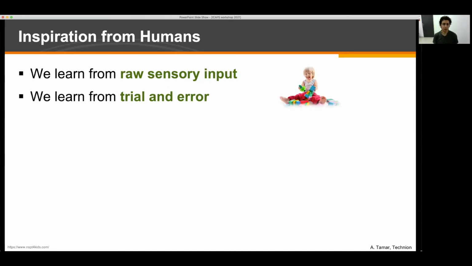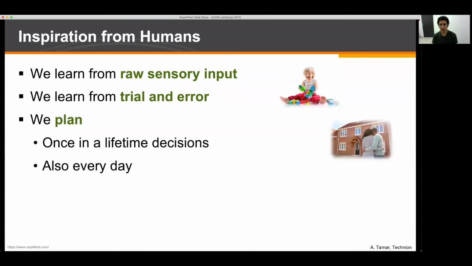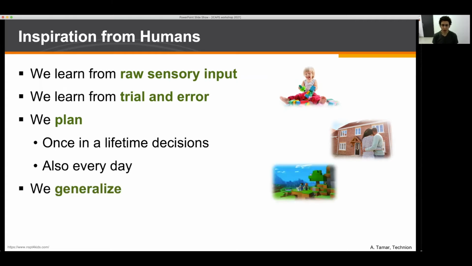But if you look at humans, for example, it's clear that we have both trial and error learning, and we also learn from raw sensory inputs when we're young at least. But it's also clear that we plan, at least when we make once in a lifetime decisions. We probably do this also every day when we try to avoid trial and error. And we're pretty good at generalizing.